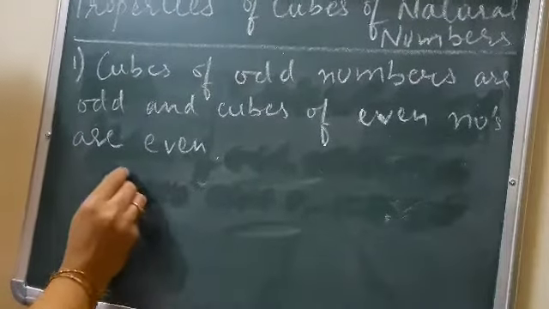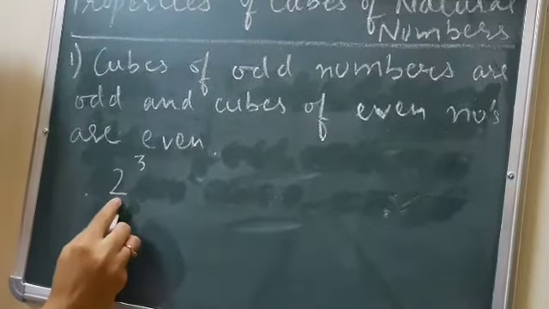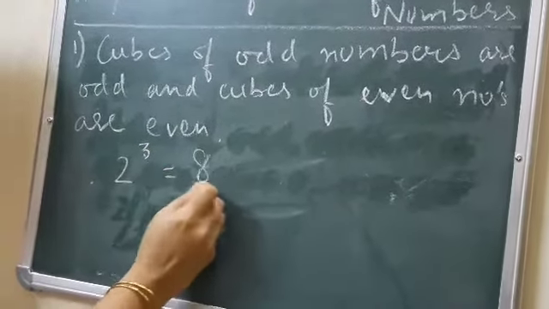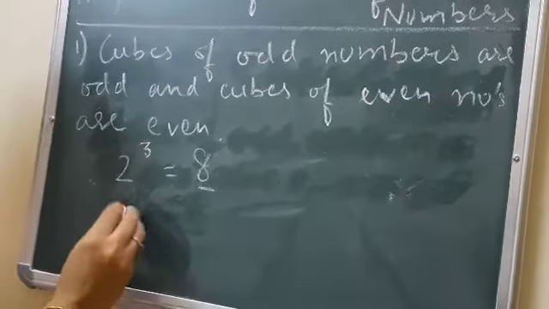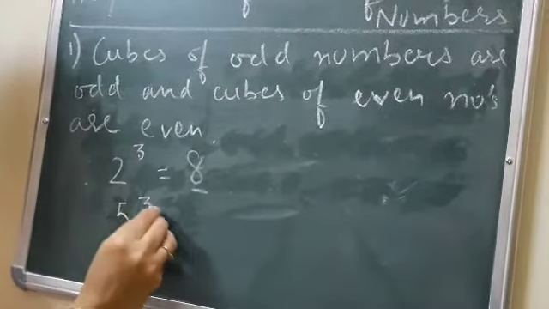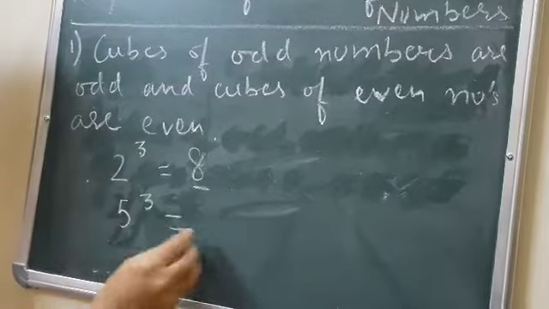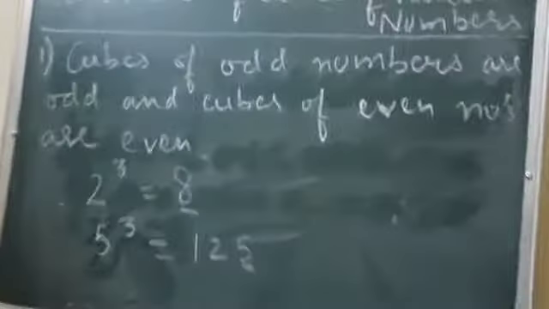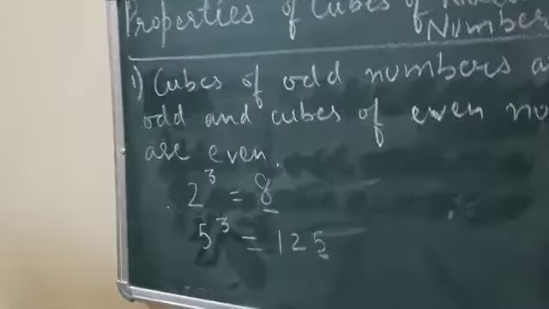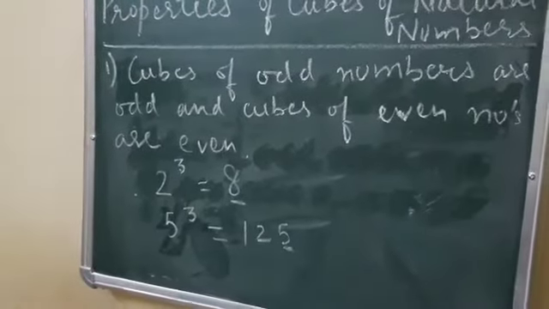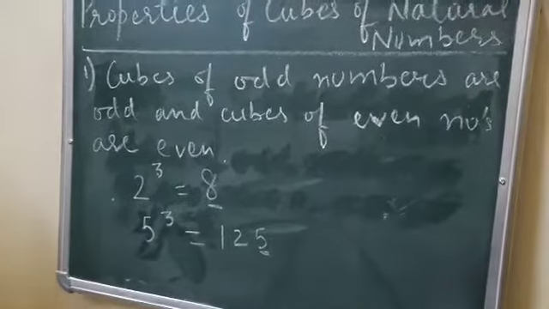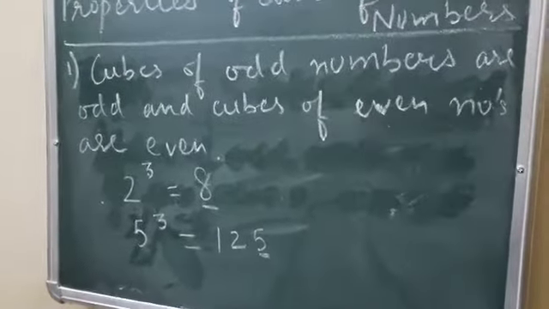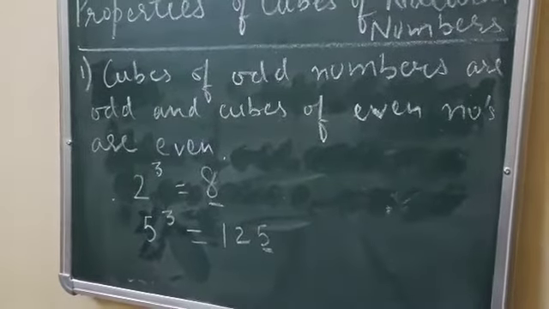Like if I take 2 cube, 2 is an even number, so when we find the cube of this 2, we get 8, which is again an even number. Similarly, if I find the cube of 5, 5 is an odd number, its cube is 125, so again it is an odd number. So the first property is that cubes of odd numbers are odd and cubes of even numbers are even. I have given you 2 examples for this. Now moving on to the next property.